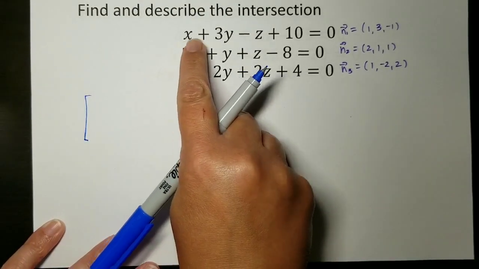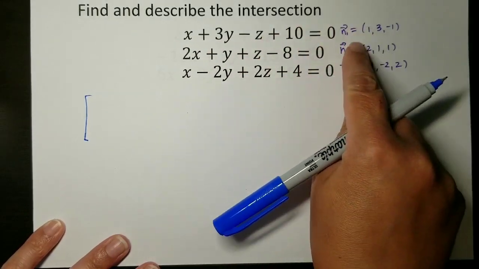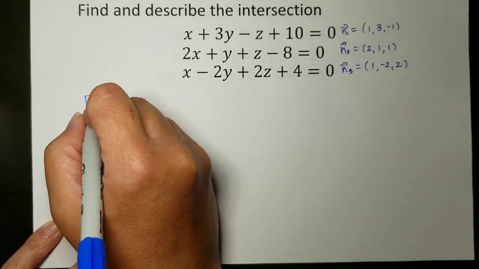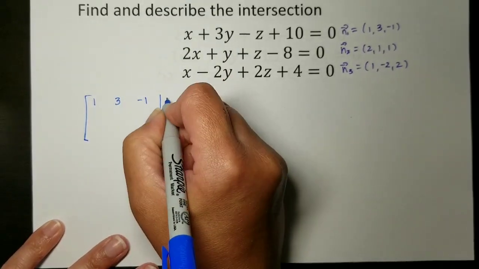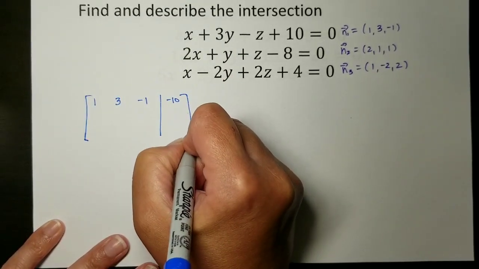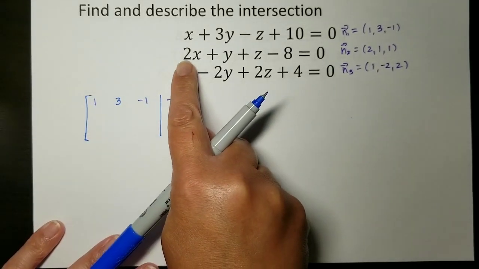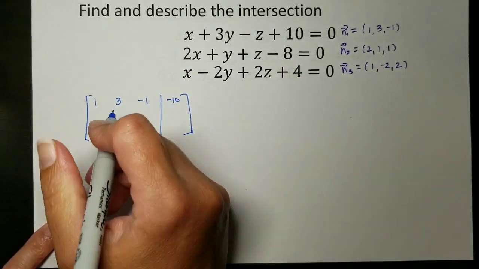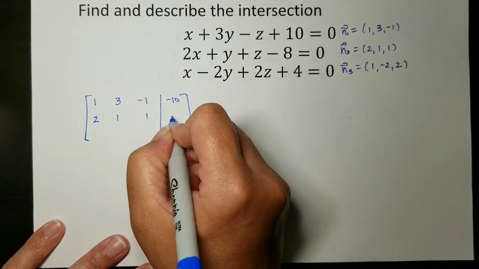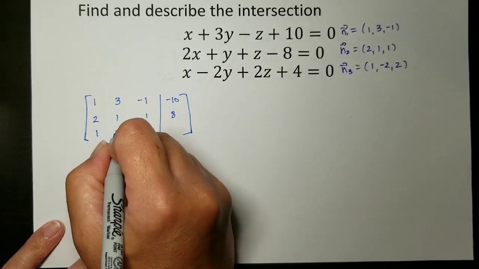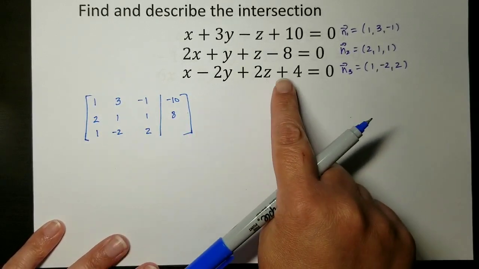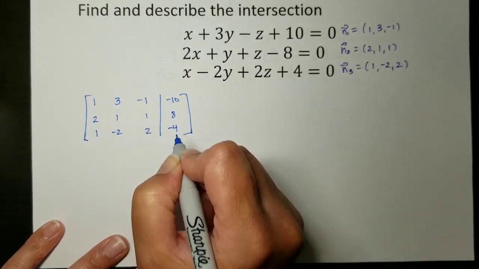The first one, I've got 1, 3, -1, and then when I bring that guy over, it'll be -10 on the other side. So 1, 3, -1, and then on the other side of the equal sign, -10. Second equation, I have 2, 1, 1, and then a +8 when I bring it over. And the third equation, 1, -2, 2, and a -4 when I bring that over.